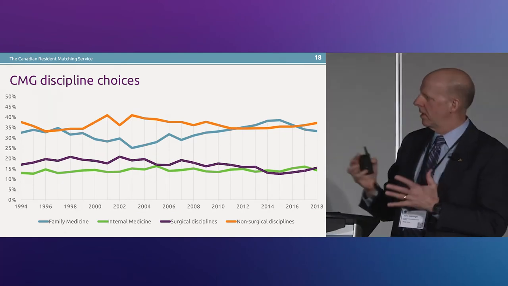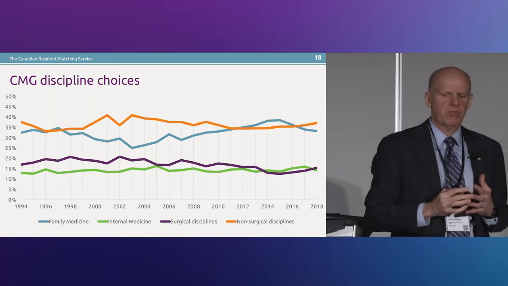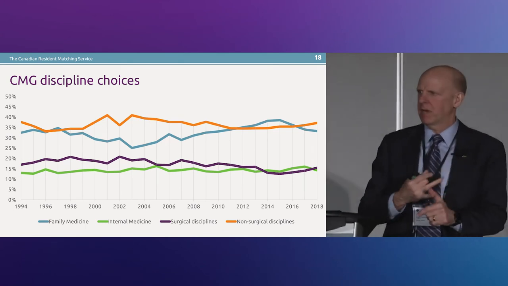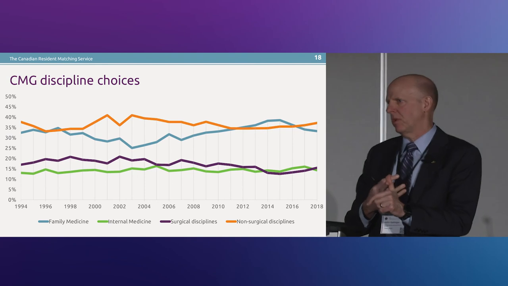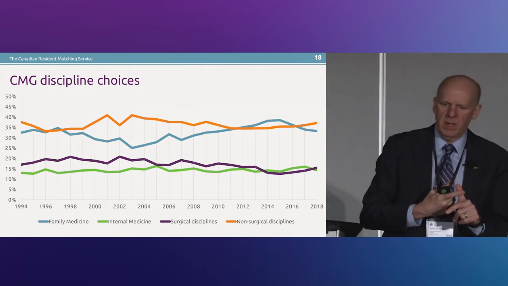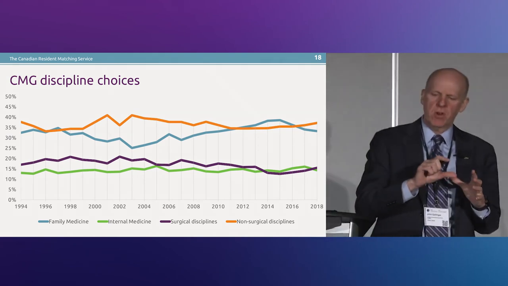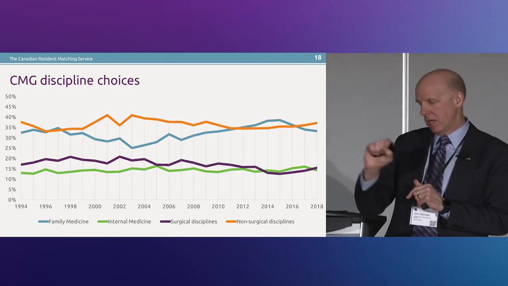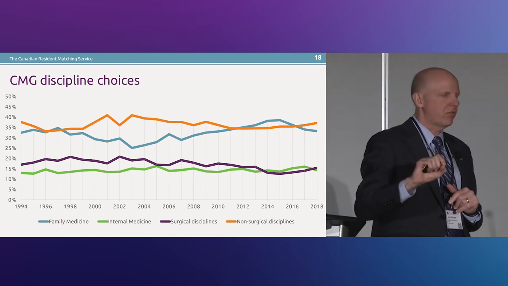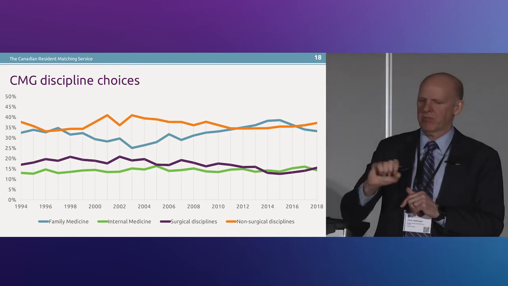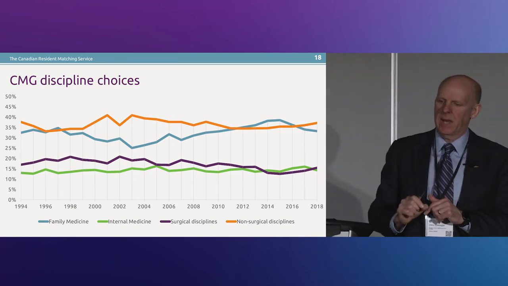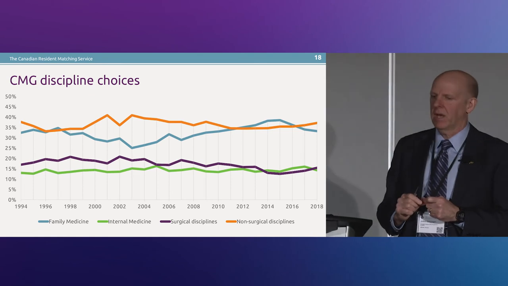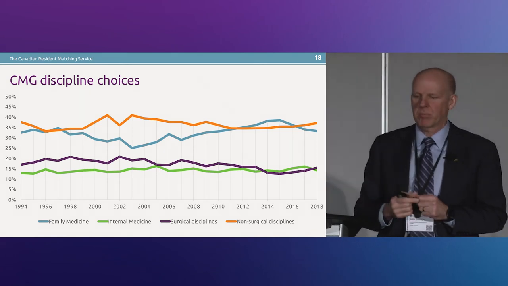So here's some views of the CMG discipline choices over time. Again, in those four familiar categories of family medicine, internal medicine, surgical disciplines, and non-surgical disciplines, a general decline, at least for family medicine, for many, many years, increased in its first choice discipline entrance for CMGs. That peaked at 39% in 2015, and then since then, it's come down to where it's now 33%.